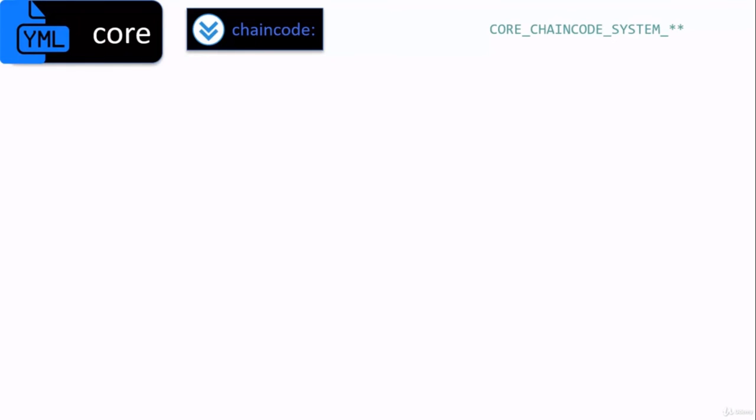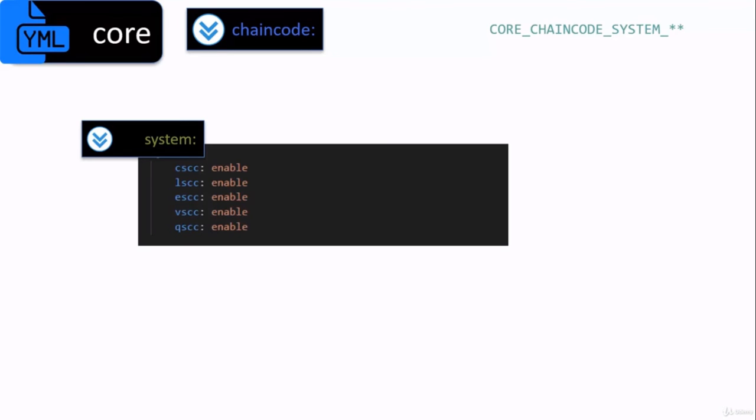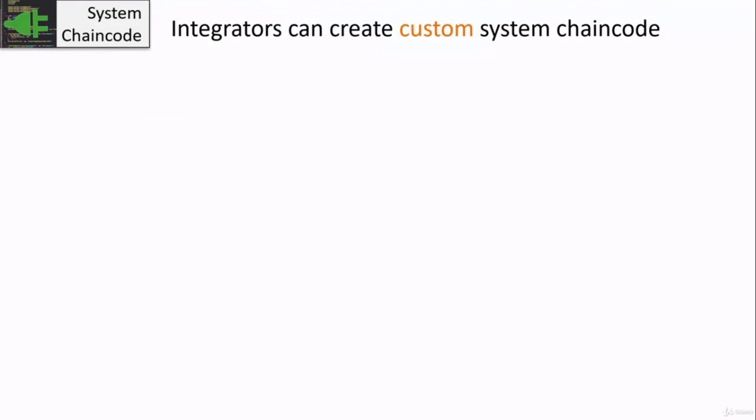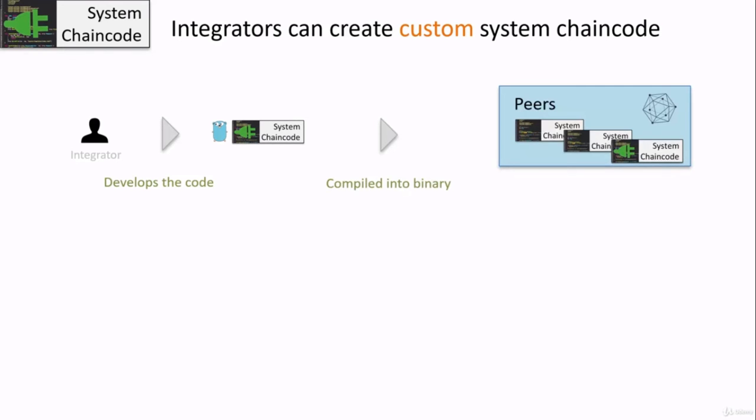The system chain codes are whitelisted by using the parameters under the system subsection under the chain code section of core.yaml. Each of the system chain codes needs to be enabled or disabled independently. Integrators can create custom system chain code. The way it works is that the integrator develops the system chain code in Golang. This system chain code is then compiled into the peer binary, so it becomes part of the peer binary.